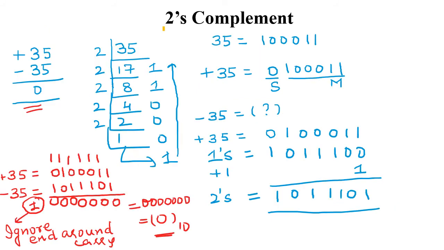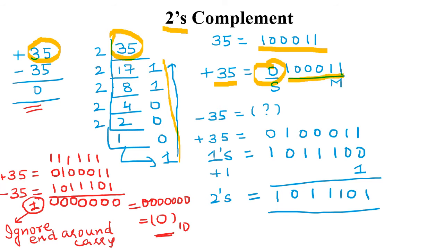Now, let us consider another example in 2's complement form. We have to find what is the value of plus 35. First, find the magnitude of 35 in binary by dividing it by 2, and it is equivalent to 1 0 1 1. 35 is equivalent to 1 0 1 1. Now, for plus 35, you have to write the sign bit 0 and 1 0 1 1.